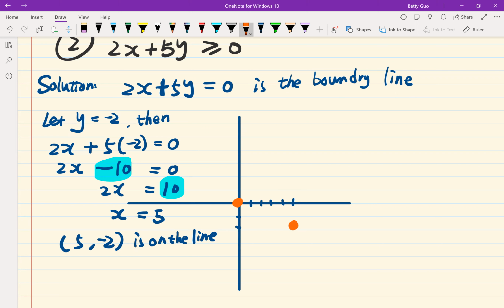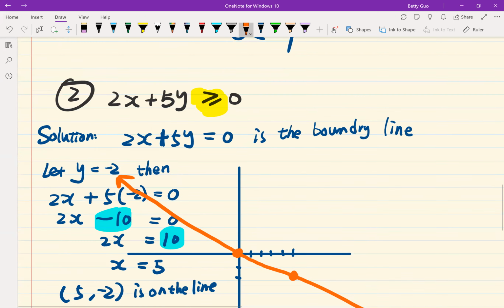Hold on. Should I graph the boundary line dashed or solid? Look at your note. If I connect them, I would have the boundary. Solid or dashed? Yeah, solid, right? It's bigger than or equal to. The original inequality symbol has an equality in it. So we need to graph the line dashed. I'm sorry, solid. Graph the line solid, okay? That's the boundary line.